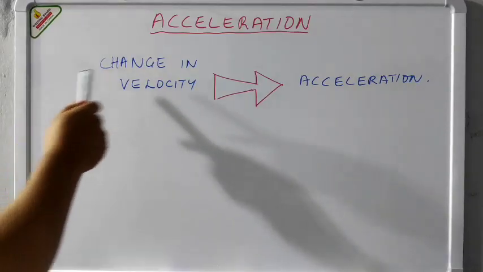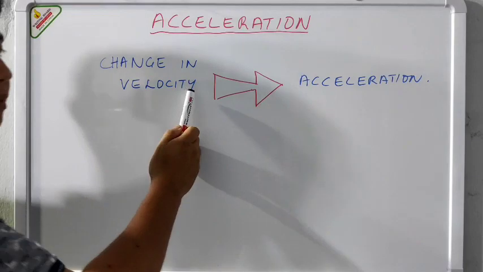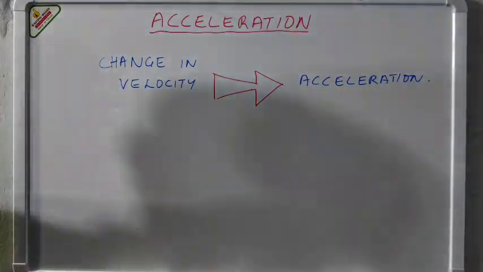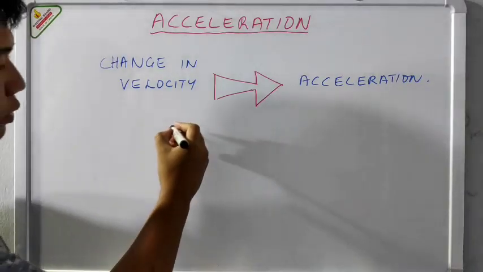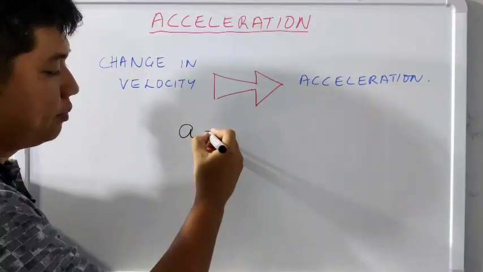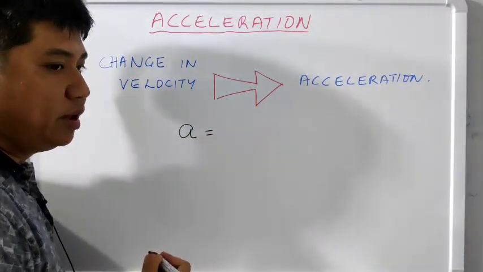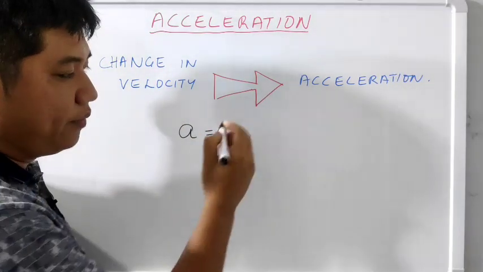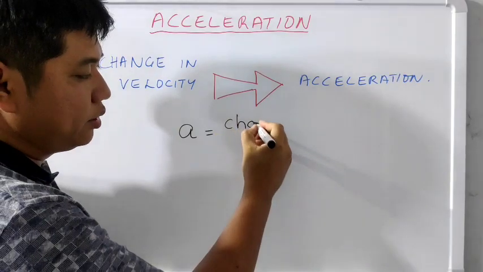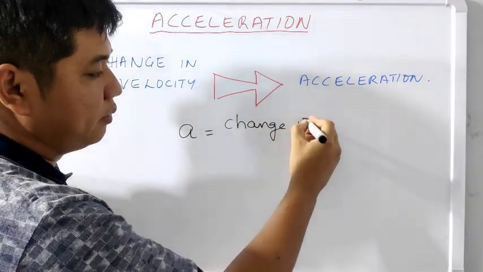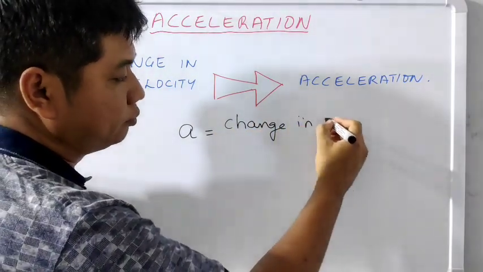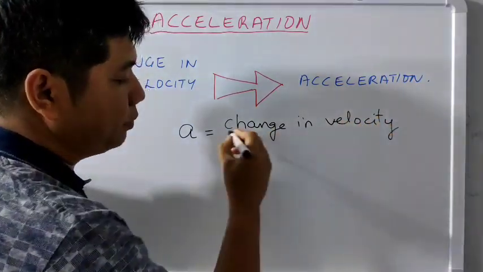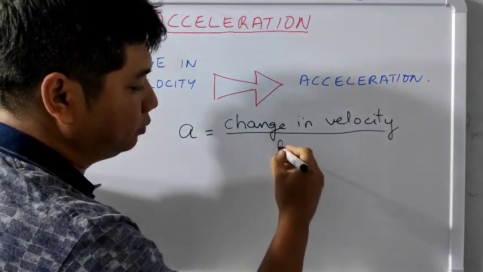Whenever there is a change in the velocity of a body, an acceleration is always produced. So acceleration is equal to the change in velocity divided by time, or the rate of change of velocity. It is change in velocity divided by time taken.